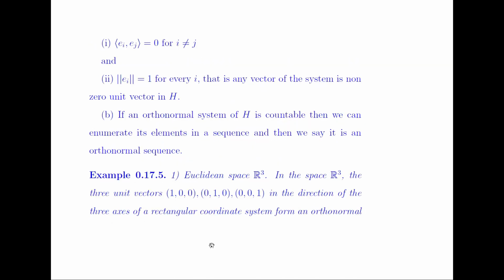You can easily check that here the inner product of e1 and e2 is equal to 0. Similarly, e1, e3 is 0 and e2, e3 is 0. And the norm of e1 is equal to 1, the norm of e2 is equal to 1, and the norm of e3 is equal to 1.